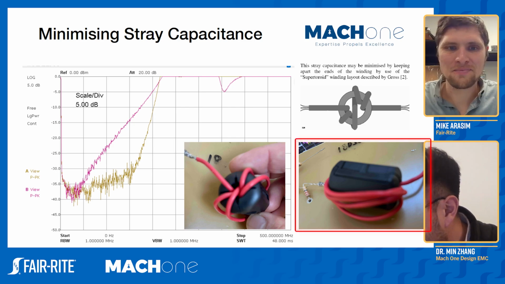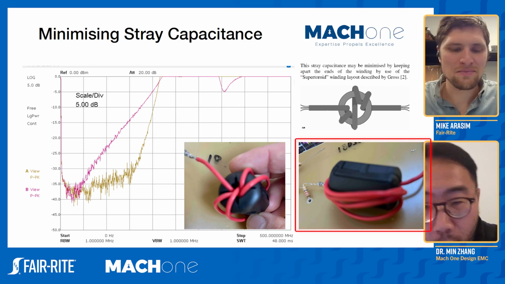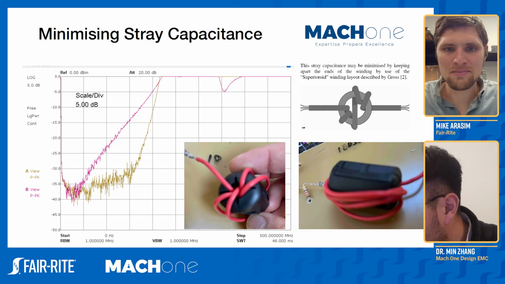So here we have the same number of turns, right? One we just wound as a normal winding configuration, and then this one we use the supertoroid configuration, as you can see here. And then the yellow trace shows much better performance, especially in the higher frequency range, as you can see here. So that's really the big improvement by having this configuration.